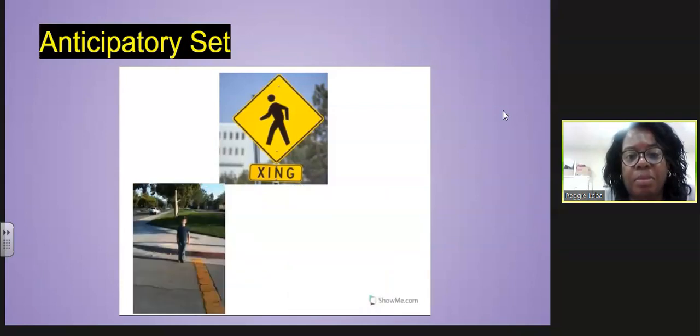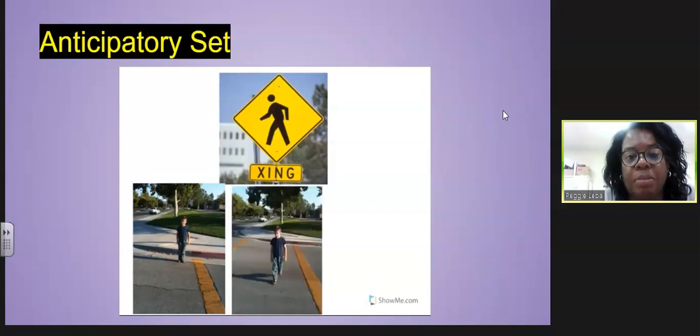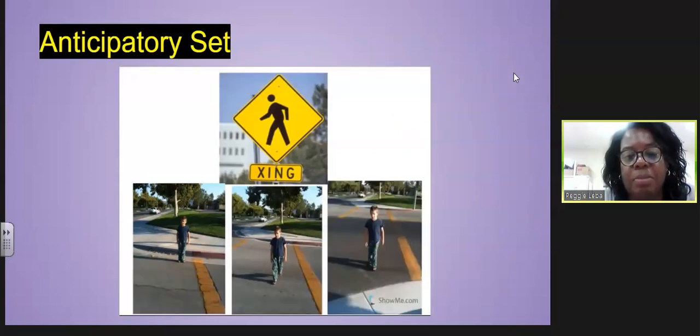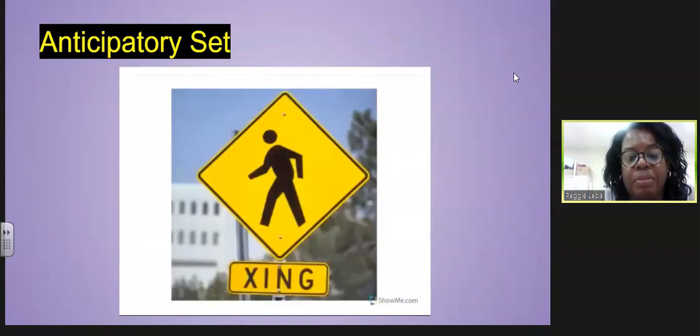If there are no cars coming, then you can step into the crosswalk and walk across the street. Walk across the street. Good, now we've made it across the street safely. Pedestrian crossing. It means it's okay to cross the street there after you've checked and made sure there are no cars coming.